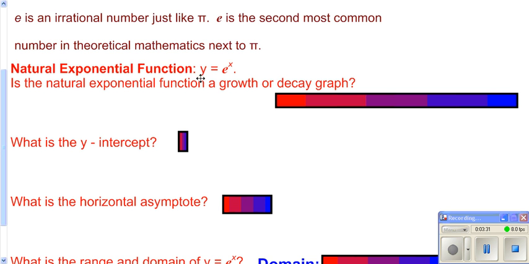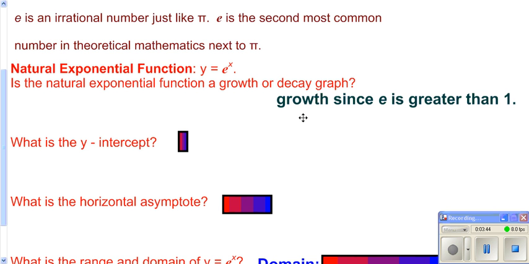Now, if we were looking at y equals e to the x, we would say this would have to be a growth graph for this exponential function because e is greater than 1. Because remember, e was 2.7 and so on. And it's a growth graph whenever your base is greater than 1. Well, what is our y-intercept of e to the x? Well, you could actually plug in 0. e to the 0, well, anything to the 0 is 1.